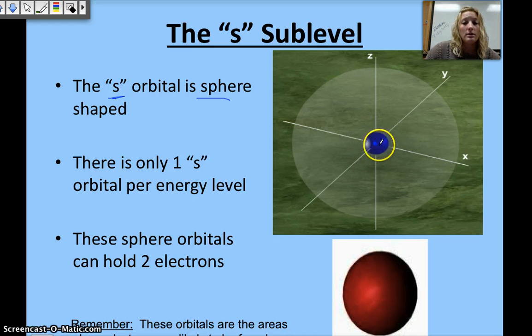First energy level, sphere shaped. Later, as we get further out, there'll be another sphere shape out here. This might be the second energy level and the third energy level. Okay, remember these are only just places where they can be. There's only 1 sphere per energy level, and each sphere can hold 2 electrons.